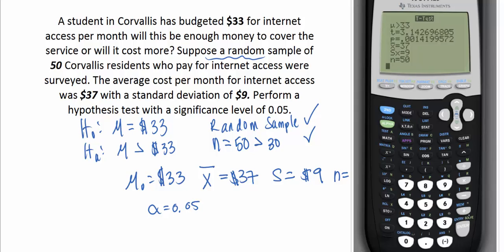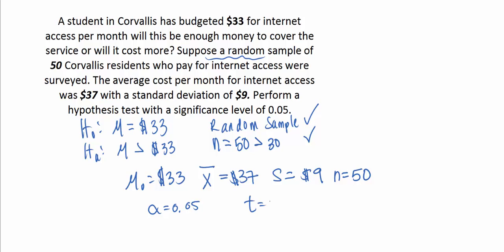We get a test statistic of 3.14 with a really small p-value of 0.0014. So again, our t-test statistic is 3.14 with a p-value equal to 0.0014. What this means is because our p-value is so low and much lower than our significance level, we will reject the null hypothesis.